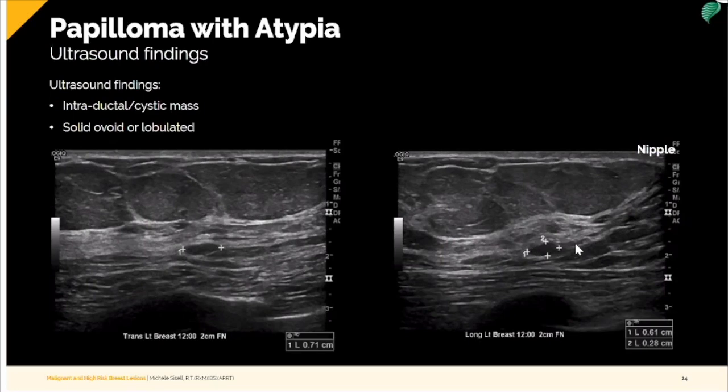If we can get it to follow to a duct, sometimes you're not able to do that. So because of this, the patient did go under biopsy and it did come back as a papilloma, and it came back as a papilloma with atypia.